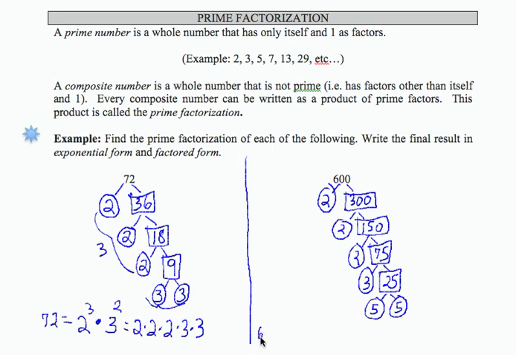Therefore, I can write 600 as I have 3 factors of 2, so that's 2 cubed, 1 factor of 3, and 2 factors of 5, that gives me 5 squared. That's my exponential form. My factored form, 2 times 2 times 2 times 3 times 5 times 5.